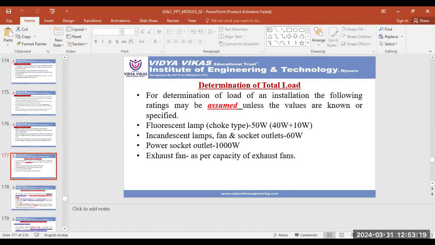For incandescent lamps, fans and socket outlets, we have to take 60 watts. For power socket outlets, for each individual socket we have to take 1000 watts. For exhaust fans, as per the capacity of the exhaust fans.